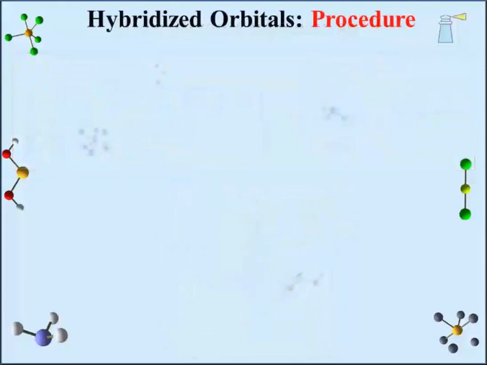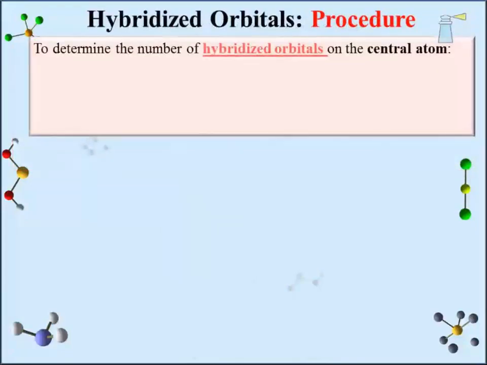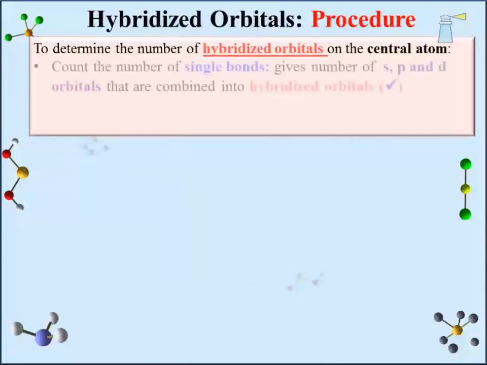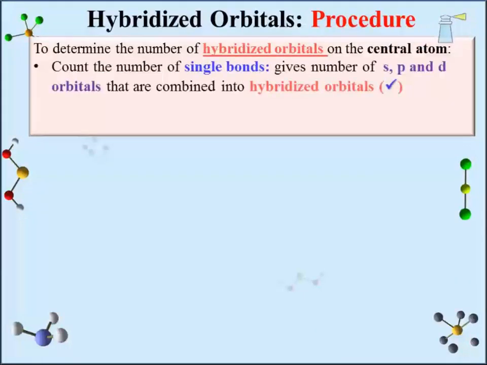Now, let's put our newfound knowledge to work and develop a strategy to determine the number of hybridized orbitals on the central atom from a dot structure. It begins with the rule of thumb we covered earlier. Count the number of single bonds. This gives the number of s, p, and d orbitals that are combined into hybridized orbitals and is the central lesson of hybridization. It does not address what happens to the orbitals that are not part of the hybridization. That is covered in the next 2 steps.